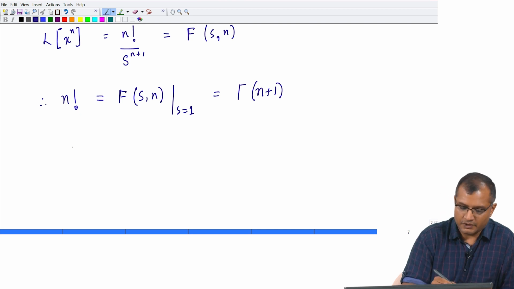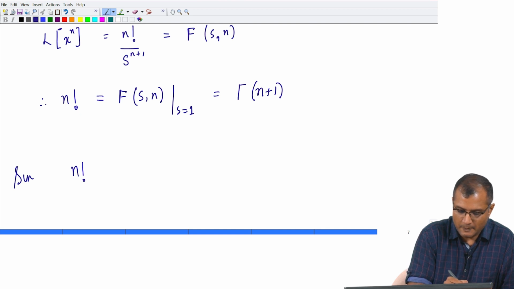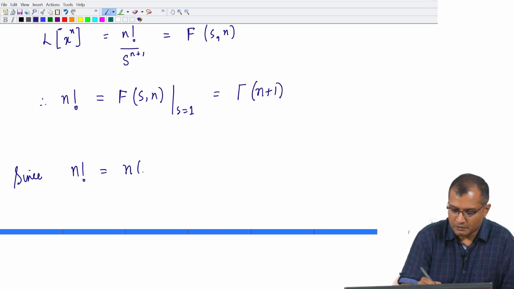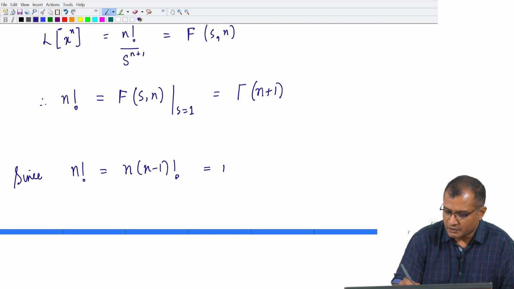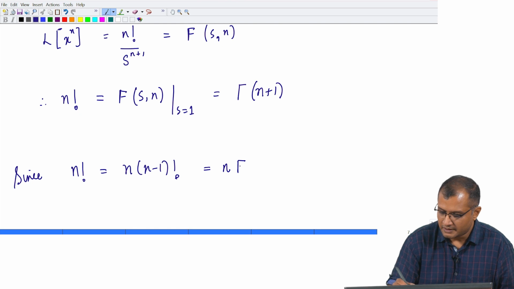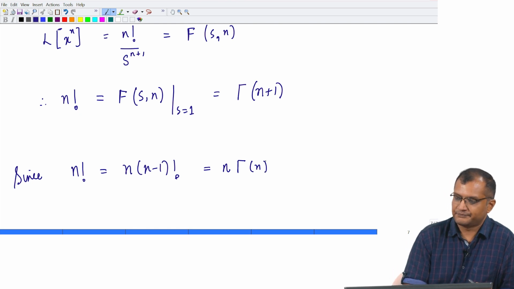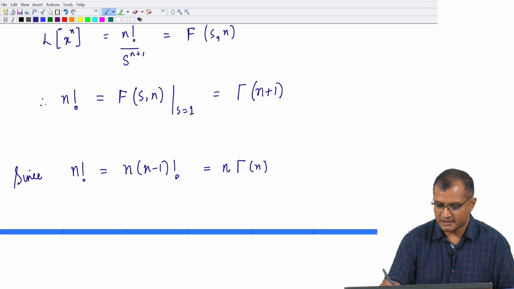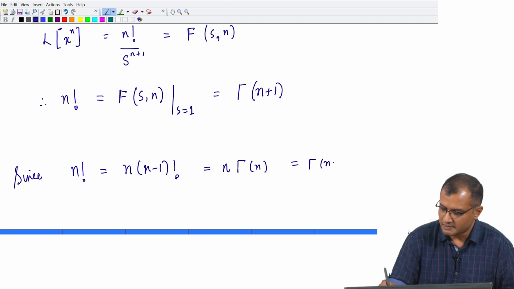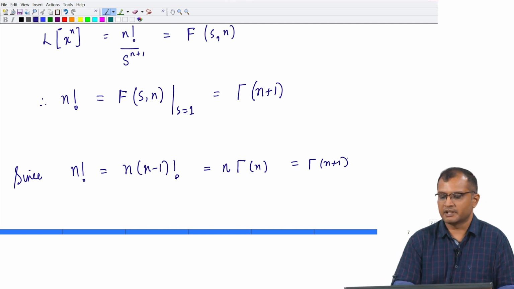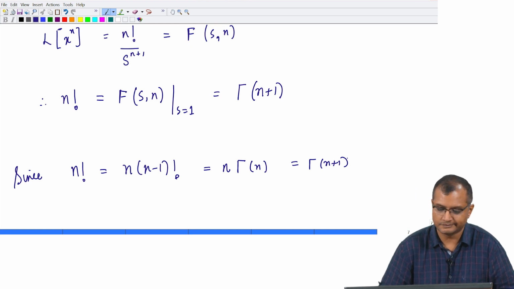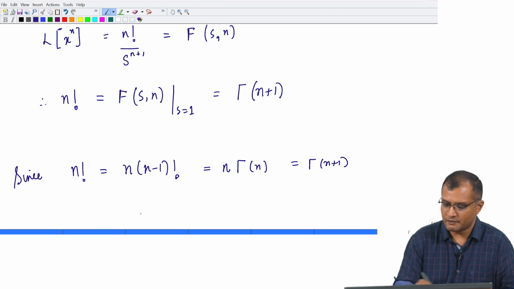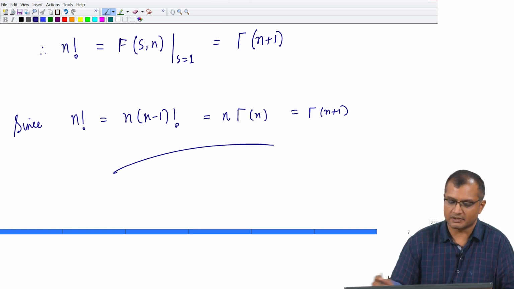Okay. So, since n factorial is equal to n into n minus 1 factorial, I can call this n into gamma n. Okay. And this is nothing but gamma n plus 1. So, that is how you form a recursion of the gamma function. So, n gamma n is gamma n plus 1, right. So, this is how we compute gamma functions or n factorials.